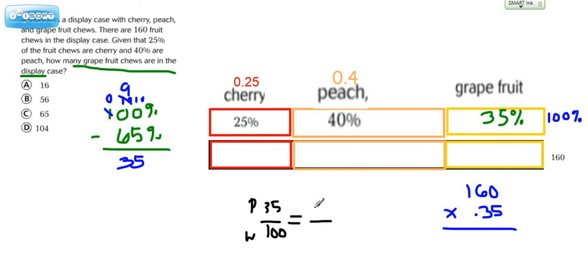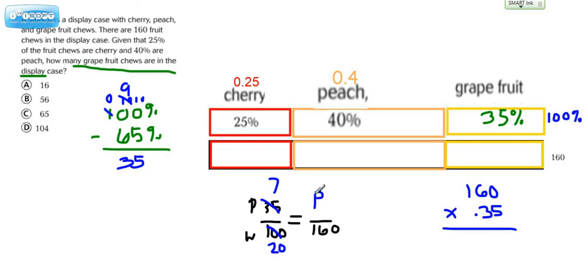And this would be the all of it number, so we would put it for the whole. We could simplify this ratio on the left by dividing by 5. This would be a 7, and this would be a 20, and we'd be solving for the part.